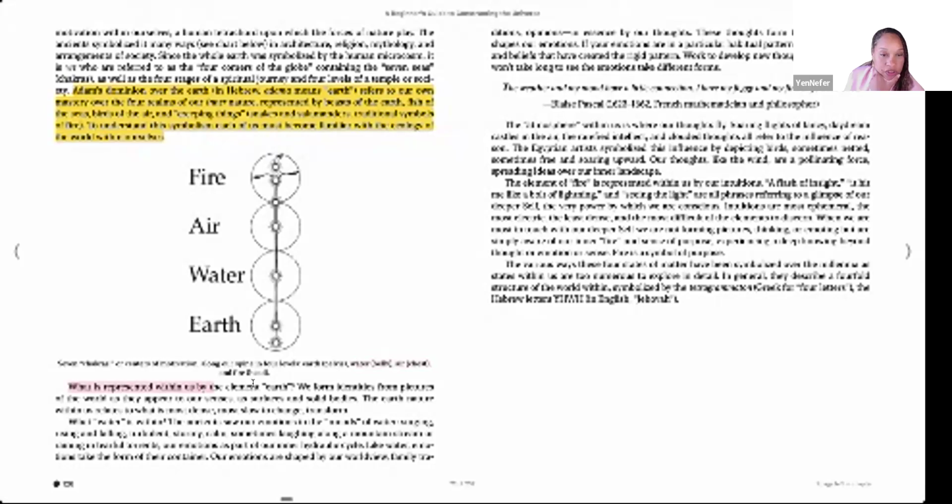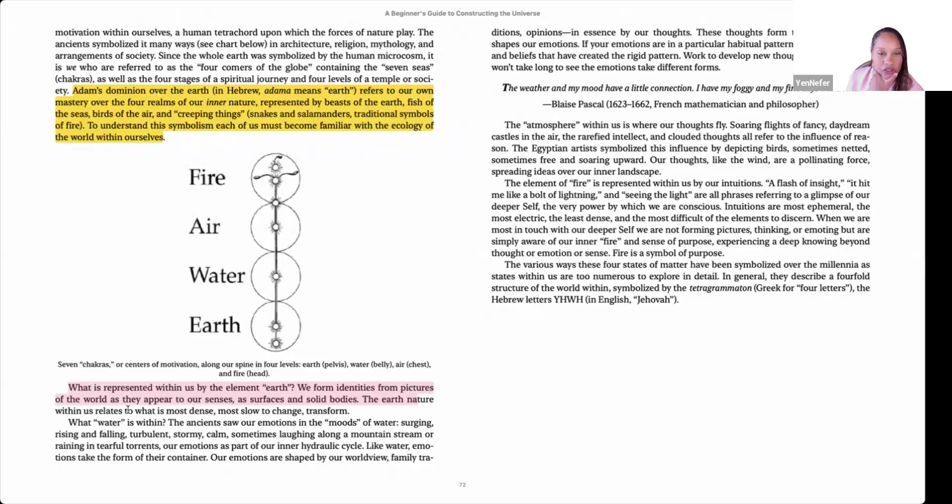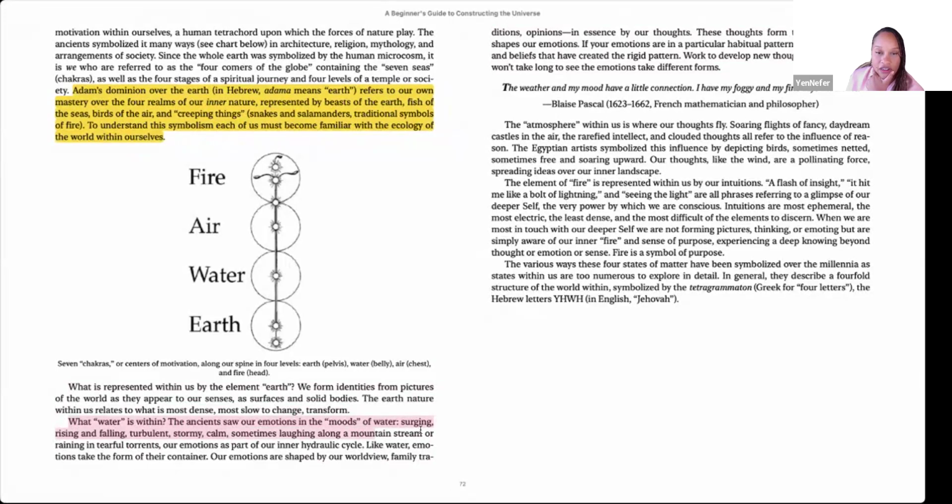What is represented within us by the element earth? We form identities from pictures of the world as they appear to our senses as surfaces and solid bodies. The earth nature within us relates to what is most dense, most slow to change or transform. What is water within? The ancients saw our emotions in the moods of water, surging, rising and falling, turbulent, stormy, calm, and sometimes laughing along a mountain stream or raining in tearful torrents.